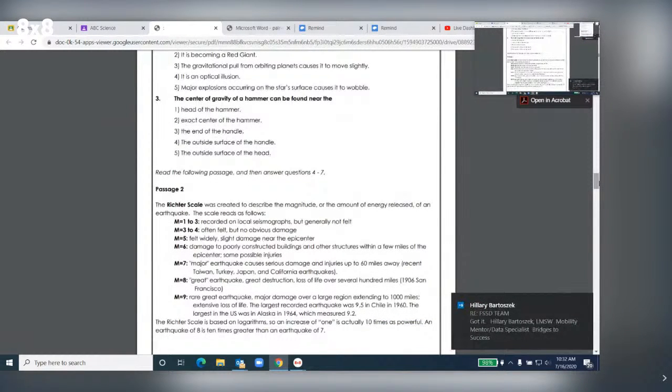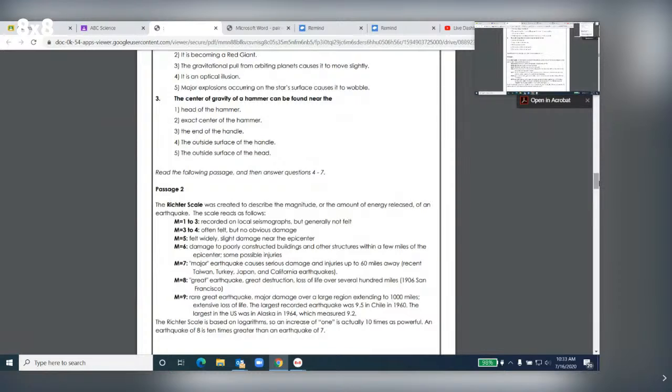The Richter scale was created to describe the magnitude of the amount of energy released by an earthquake. The scale reads as the following. M1 to 3 record on local seismographs. And a seismograph is a machine that tracks earthquakes, how powerful they are. So if it's 1 to 3, it'll show up on the machine, but you probably won't feel it. 3 to 4, it's felt, but there's not a lot of damage. M5, felt widely, slight damage near the epicenter, and that would be the center of the earthquake. M6, damage to poorly constructed buildings and other structures within a few miles of the epicenter, some possible injuries.